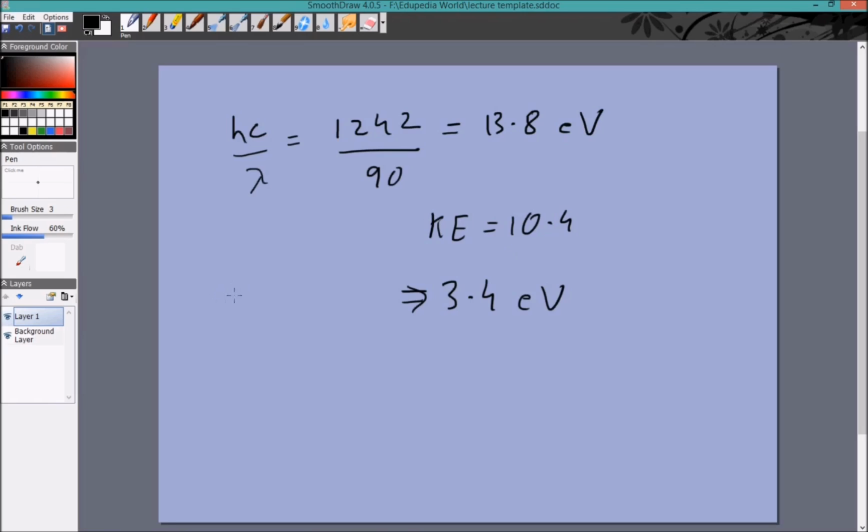And for any particular shell, 13.6 by n square is that level's energy. We want to ionize it, so it goes from n is equal to some particular value to n is equal to infinity. So 1 by n square minus 1 by infinity square, that will be 0. So this is equal to 3.4, which gives me n is equal to 2. So that is my answer in this question.